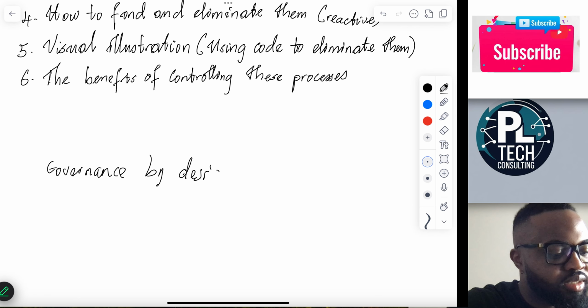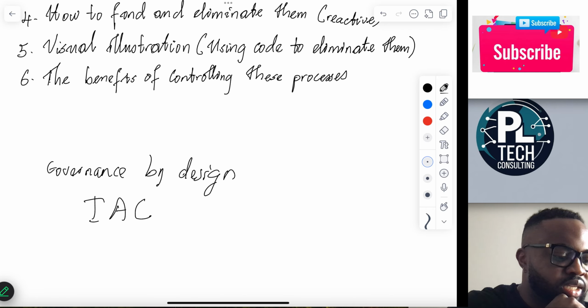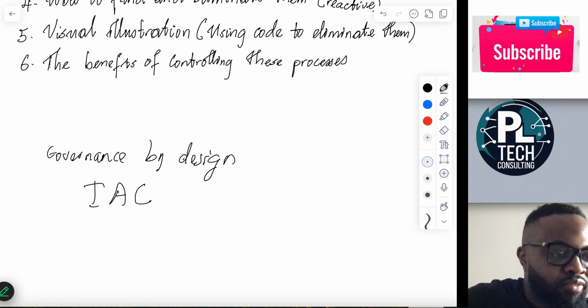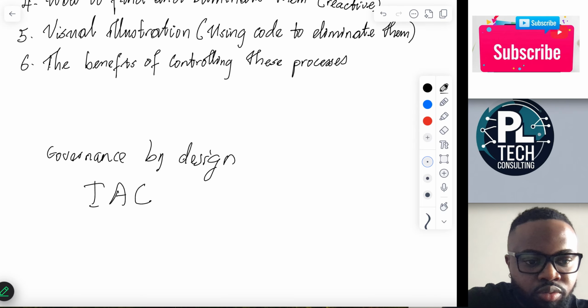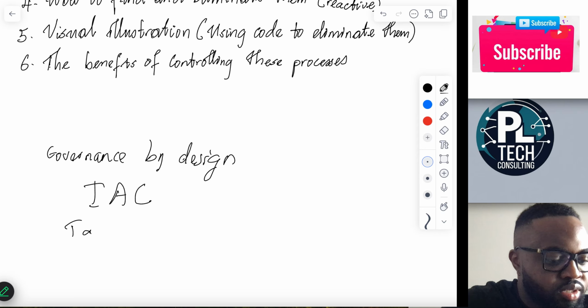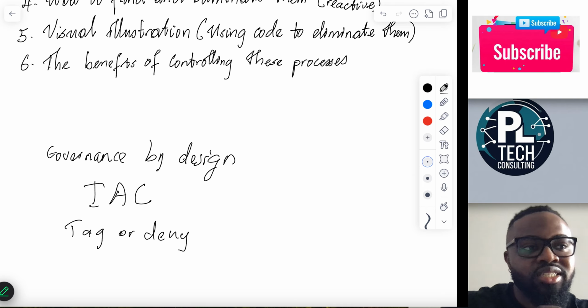And by governance by design, I'm talking about infrastructure as code, right? So basically, you're going to build everything maybe through Terraform or CloudFormation, depending on which cloud platform you have. And if it's not built by code, then it shouldn't exist. Okay. So basically, it's a tag or deny policy. You should have, it's either you have appropriate tags or the resources don't exist either, because tags are going to help you to be able to manage your resources and get rid of whatever it is that you need to get rid of in a timely fashion, at the time when you need to get rid of it. So tags are really, really important.